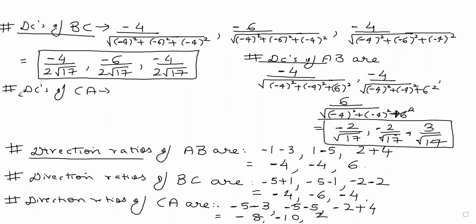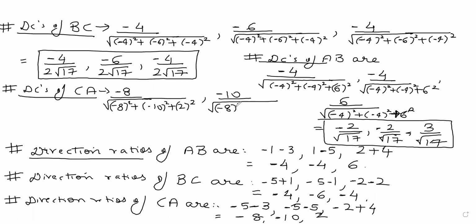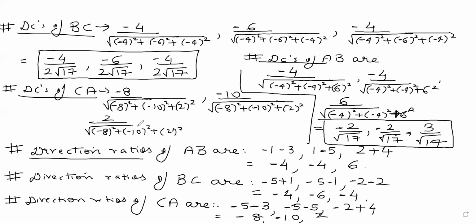On similar lines, let's quickly find out the direction cosines of CA. Now they are minus 8 upon square root of (minus 8) square plus (minus 10) square plus 2 square, comma, minus 10 upon the square root of (minus 8) square plus (minus 10) square plus 2 square. Okay. And the last would be 2 upon the square root of (minus 8) square plus (minus 10) square plus 2 square.